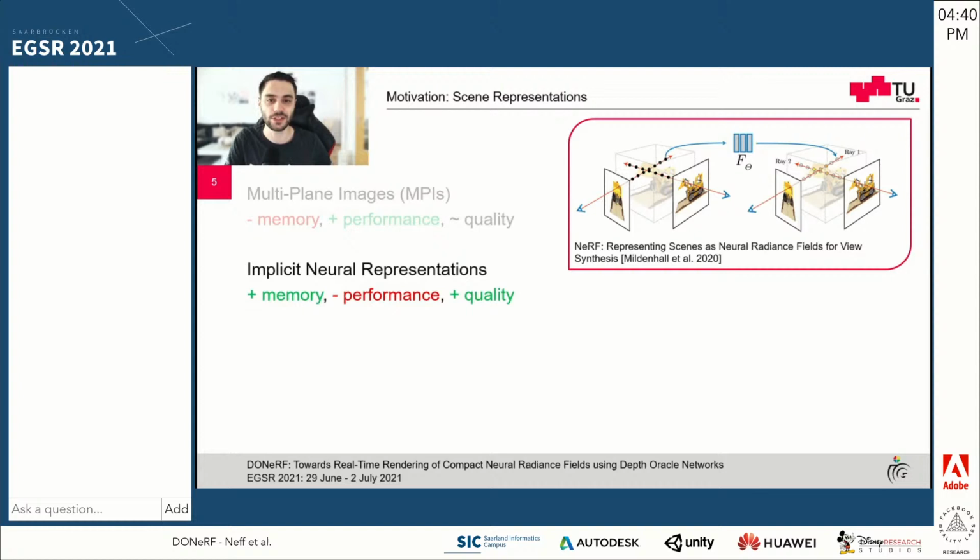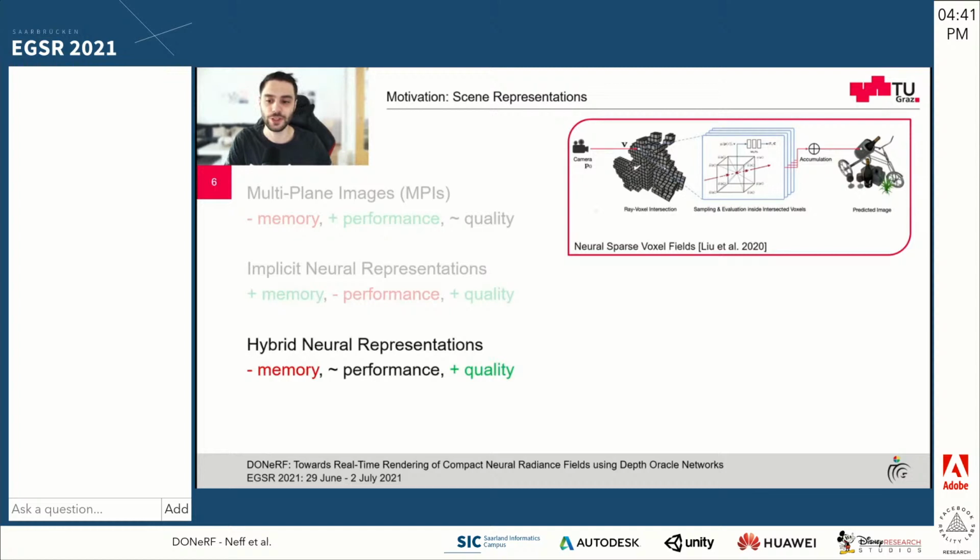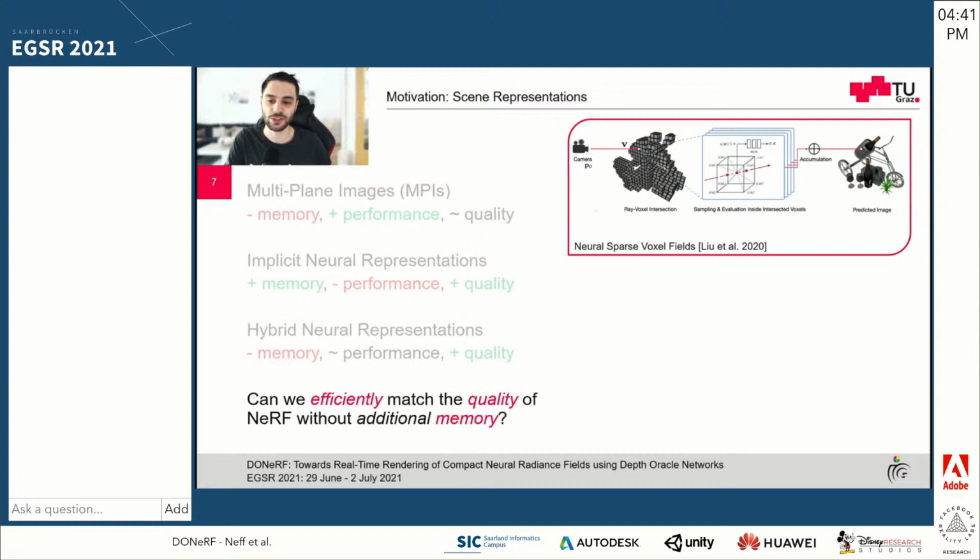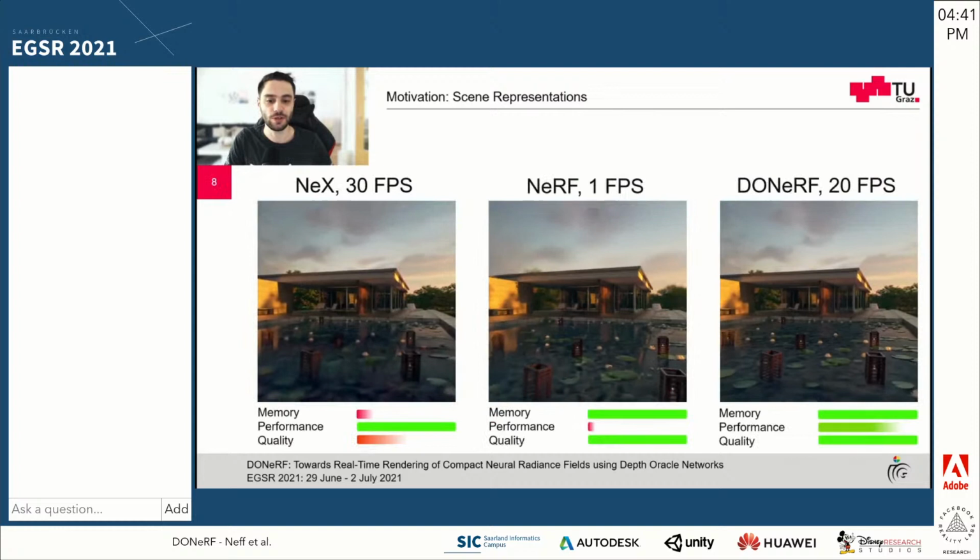To improve on the performance aspect of NeRF, recent work has combined the elegant MLP-based approach of NeRF with explicit data structures to improve efficiency. Neural sparse voxel fields construct a hierarchical voxel grid, which can then be efficiently used for empty space skipping to improve both the quality and efficiency of NeRF. However, many of these hybrid approaches again trade memory for performance and quality, such as the recent baking and caching approaches. This brings up the question, is there a way to efficiently match the quality of NeRF without consuming additional memory? As we will see later, there is. We managed to achieve the same memory efficiency and quality as NeRF while substantially bridging the gap towards real-time rendering.